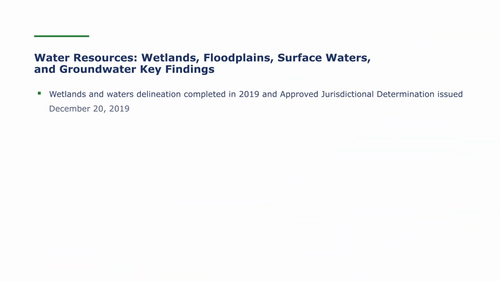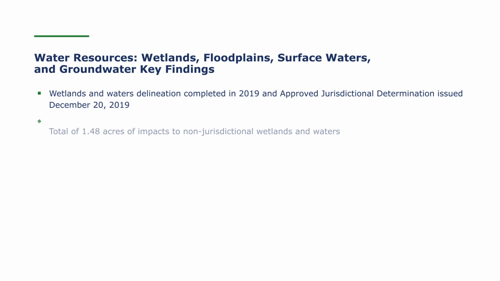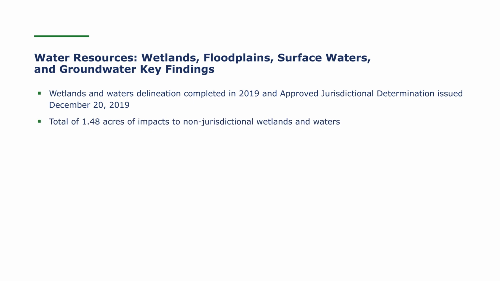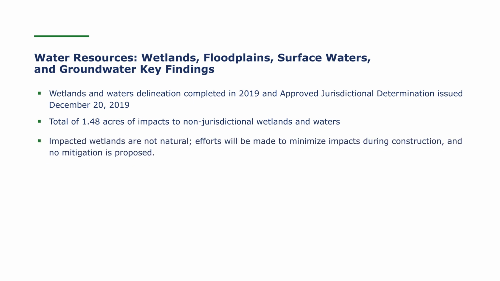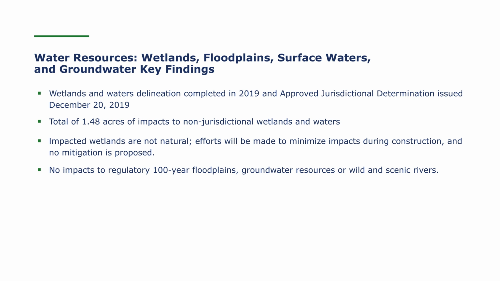The water resources analysis for the EA was limited to wetlands, floodplains, surface waters, and water quality. The proposed action alternative would impact a total of 1.48 acres of non-jurisdictional wetlands and waters. These wetlands and waters are not natural and are characterized as small, isolated areas with relatively low water quality and limited runoff storage function due to their small sizes. Since no portion of the proposed action alternative would fall within the 100-year floodplain or floodway, it would not result in impacts to regulated floodplains.